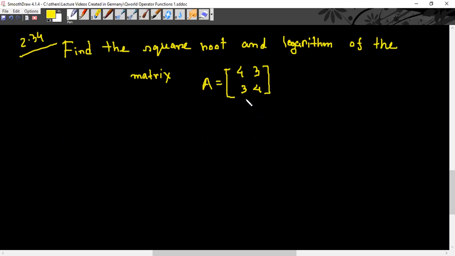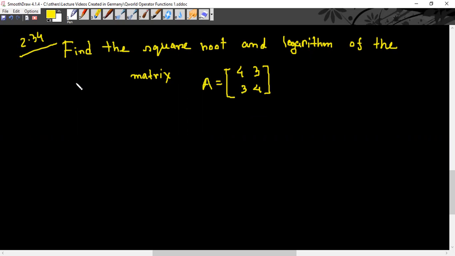So this will be a very short video, and I'm going to talk about a particular exercise that comes next in the text. And this is exercise number 2.34. So we are given a task to calculate the square root and logarithm of the matrix.